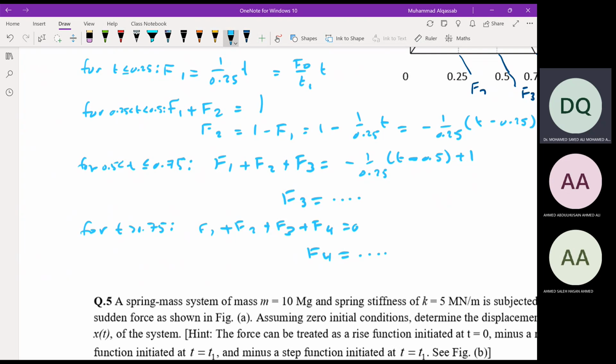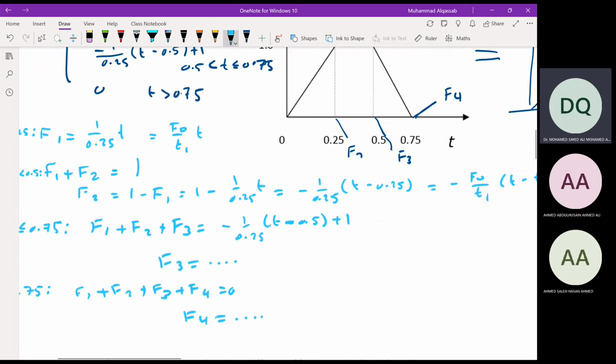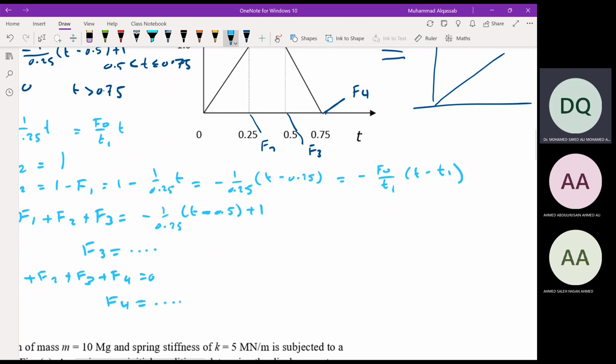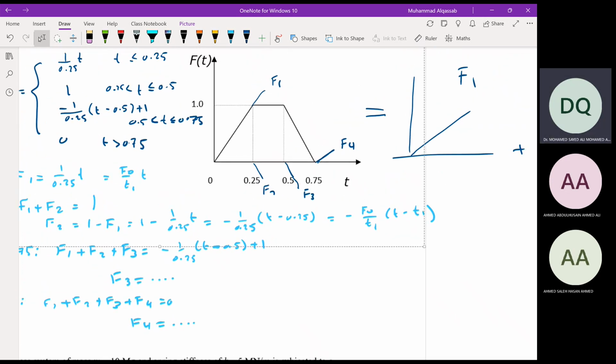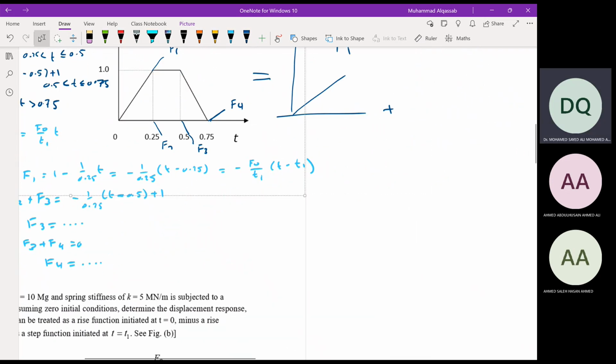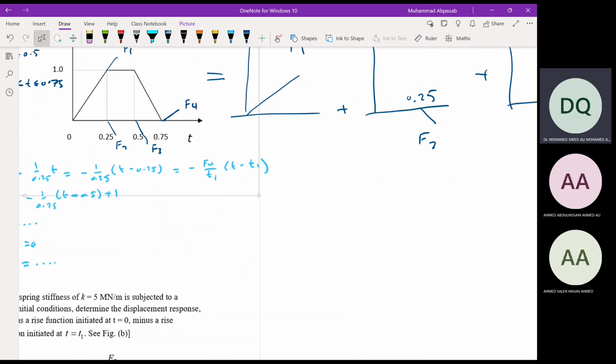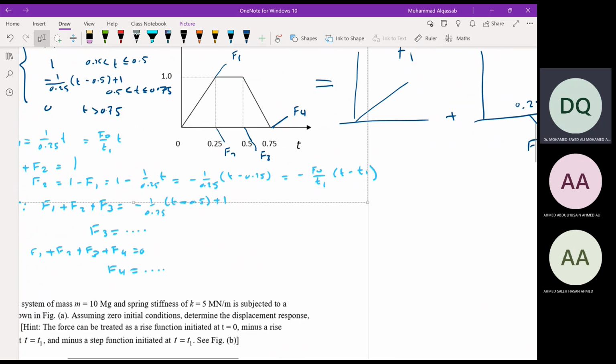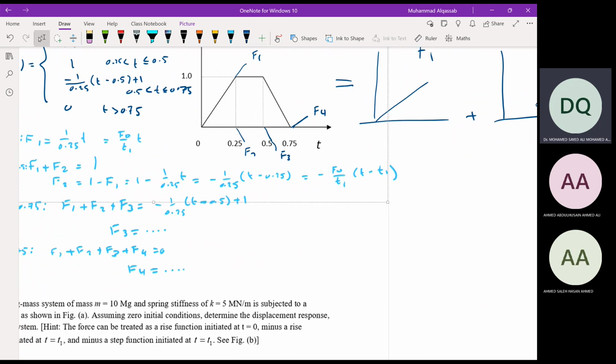All of them are rise functions. The solution is the same, except that you need to change the value of f naught and the value of t minus t1. Okay, you can follow the example, the last example in the chapter. Then you find x1 due to f1, you find x2 due to f2, and so on, and then you find the actual response.